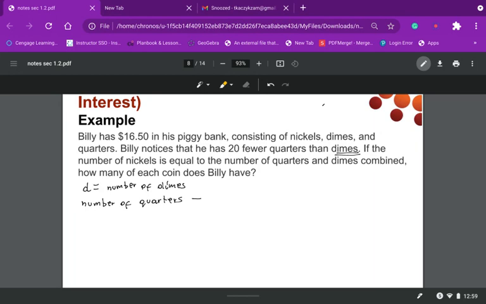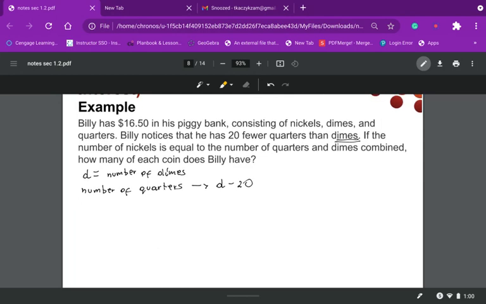So the number of quarters is 20 fewer than dimes. D stands for the number of dimes, so we're going to subtract 20. That's the expression for 20 fewer quarters than dimes. Now we have to figure out the number of nickels.